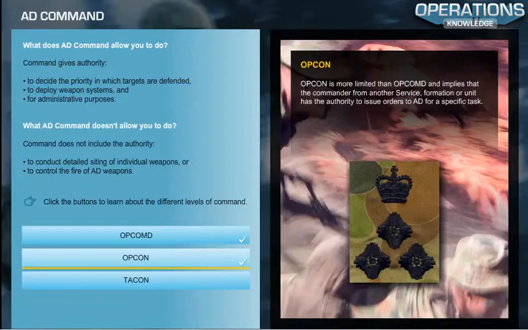The commander from another service, formation or unit will issue orders relating to the task, including orders which will result in movement and deployment, but detailed implementation is the responsibility of the AD unit commander. The commander from another service, formation or unit is not authorized to assign individual tasks to specific components of the AD concerned, and all aspects of administration remain an Army responsibility unless otherwise directed.